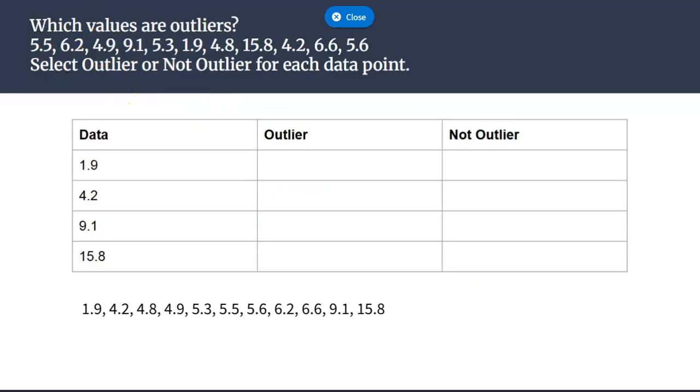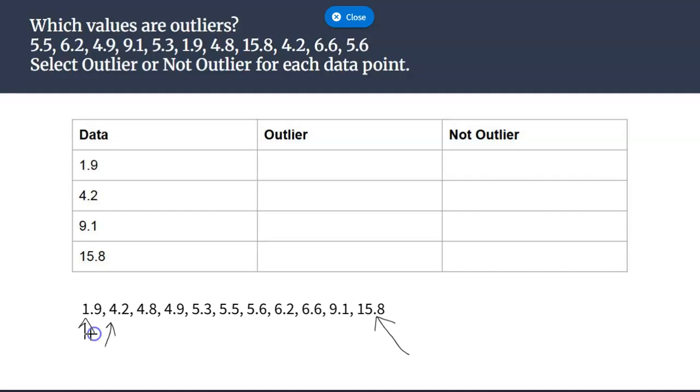All right, on this one, we're just going to have a little chart here, and we're analyzing 4 of the data points. We're just going to select outlier or not outlier for each data point. The values are 5.5, 6.2, 4.9, 9.1. They go up and down here, 15.8, 6.6, 5.6. We've rearranged these data points down here at the bottom, and you look where the data is clustered. We have 1.9. We make a jump to 4.2. We're in the 4s, 5, 6, 9. Jump to 9, a little bit of a gap there. But then it really makes a big jump to the 15.8.